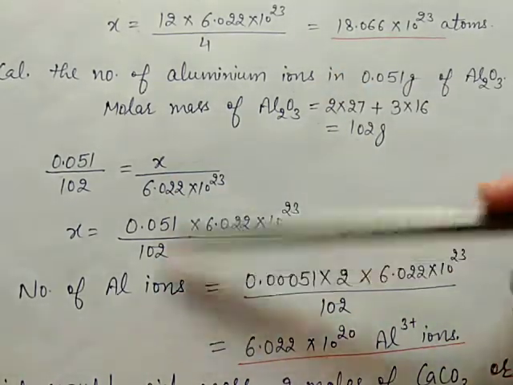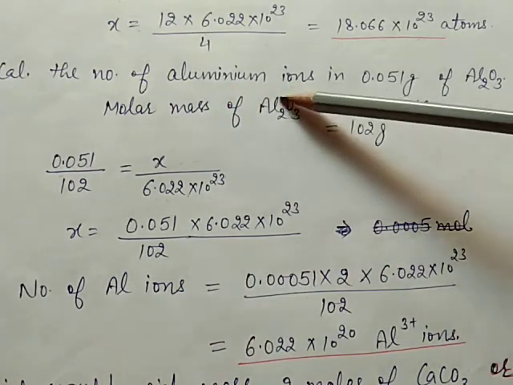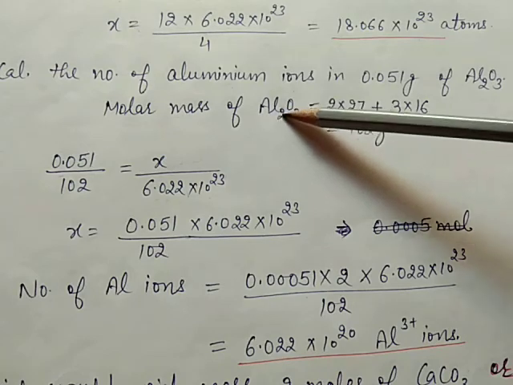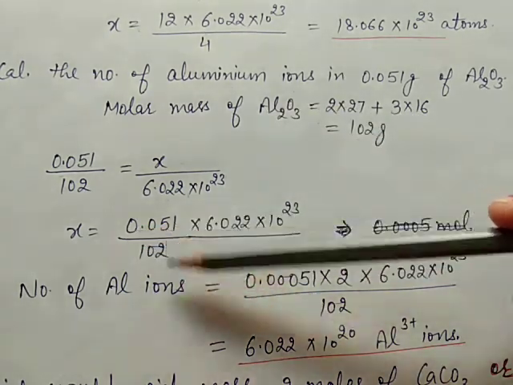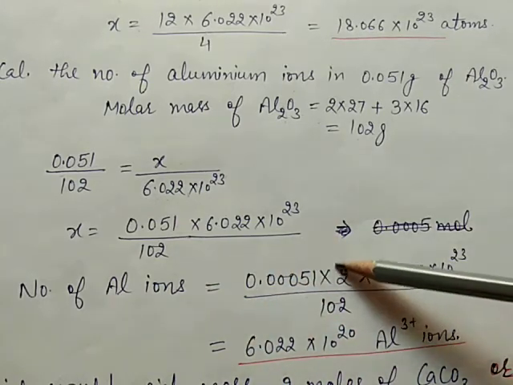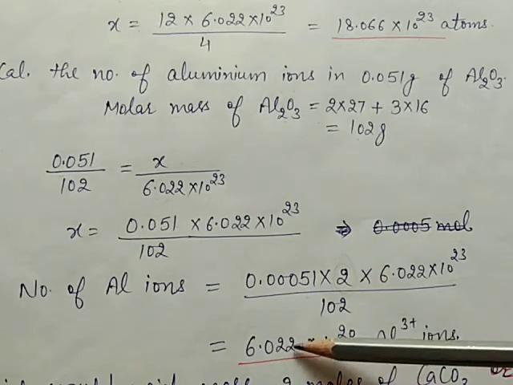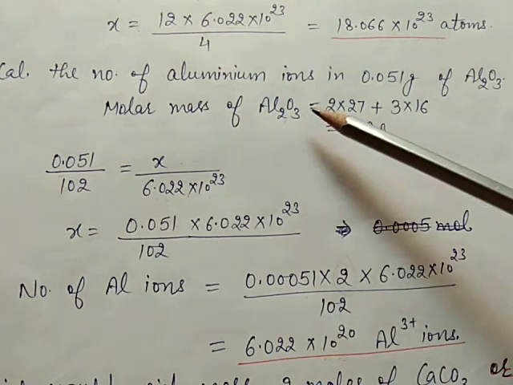But here we have to calculate aluminium ions. So aluminium ions means aluminium ions is only 2, Al2. So this answer is multiplied by 2. Here we have multiplied only by 2. After calculating, this is the number of aluminium ions present in Al2O3 molecule.